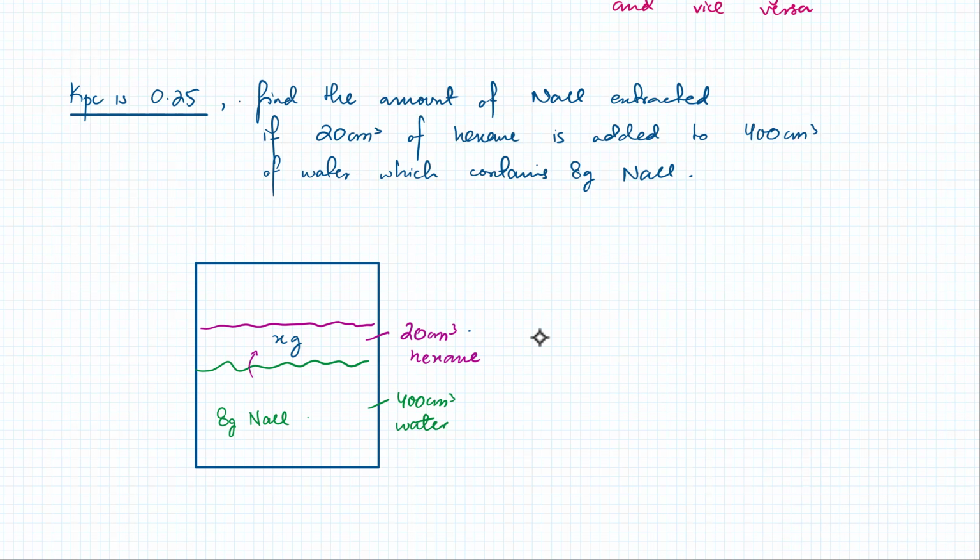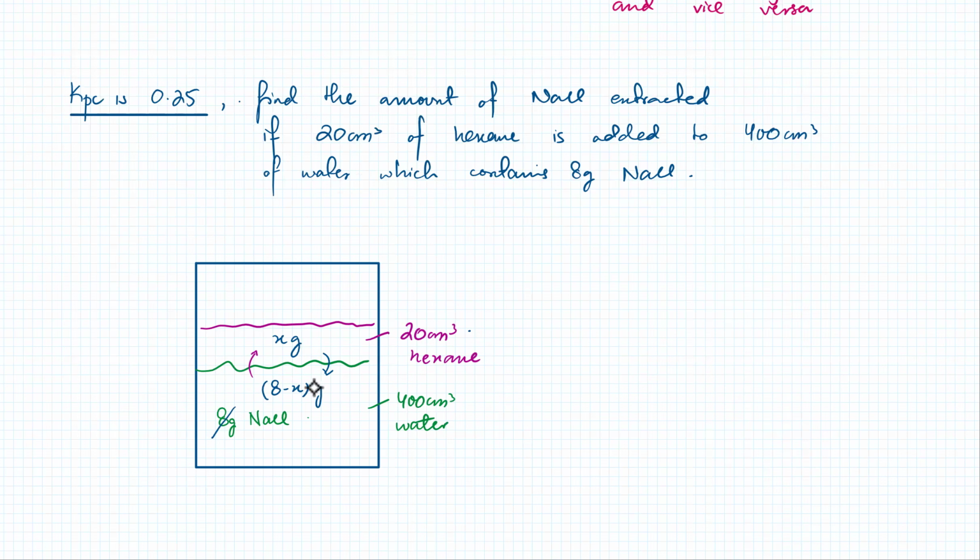8 minus x. Okay, so now the amount that's left behind is 8 minus x grams, right? And eventually it's going to reach equilibrium, right? So the point is, you had 8 grams of NaCl over here, and a tiny amount of NaCl went into the other layer, right? That's x grams. So the amount that's left at equilibrium is 8 minus x, which is what we did in the original KC as well. A tiny amount goes into the product, so you're left with 8 minus x, right?